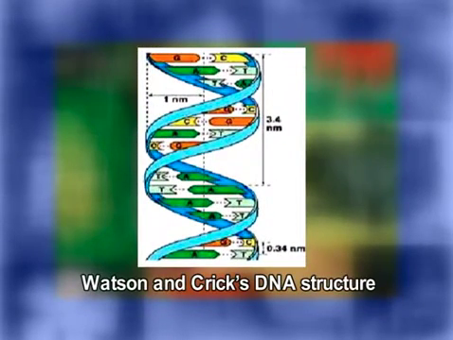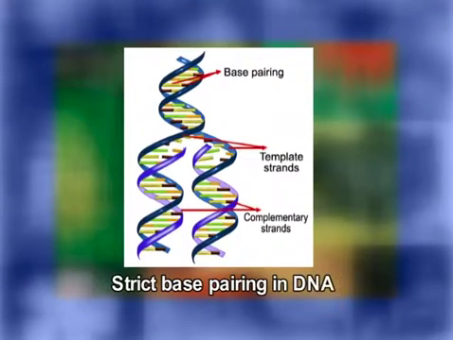Watson and Crick's structure of DNA made it clear how it could act as a template for the reproduction and transmission of genetic information. The strict base pairing rules within a DNA double helix mean that the use of one strand as a template will result in another strand with a predictable complementary sequence.